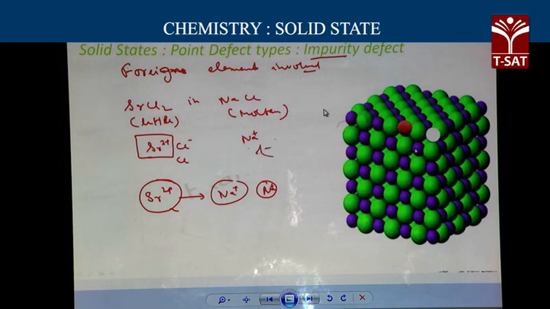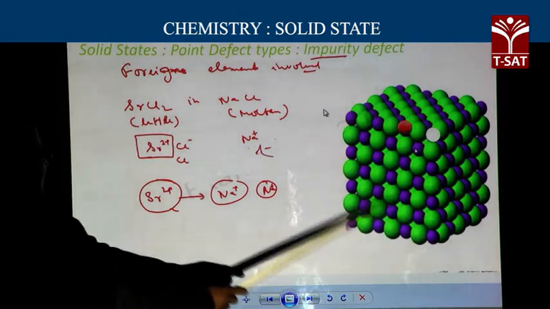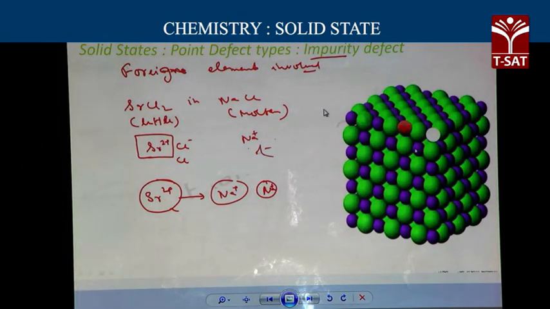Another type of point defects, that is impurity defect. If you observe the crystal lattice, the total crystal is okay, the structure is excellent. But due to the foreign element, suppose here I have taken strontium chloride. A little amount of strontium chloride is doped into a larger amount of sodium chloride, then what happens to it?